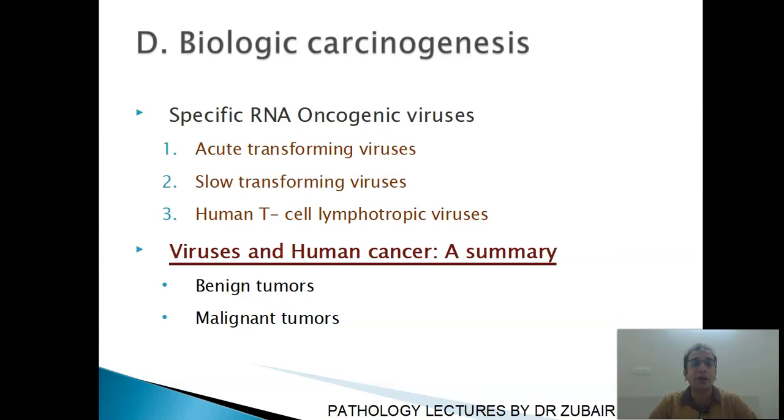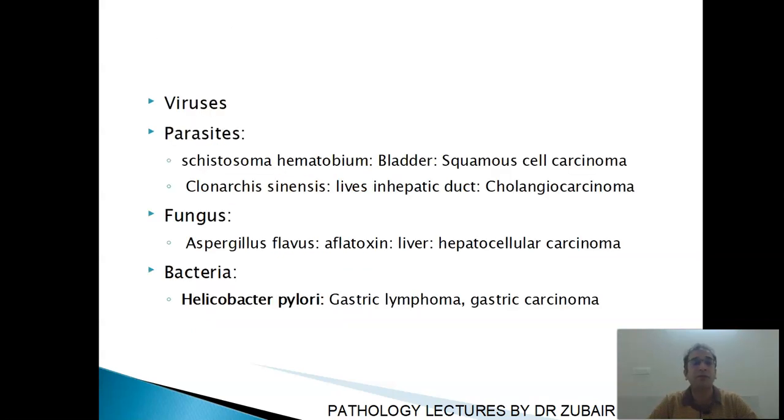So the specific RNA oncogenic viruses are the acute transforming viruses, the slow transforming viruses, and the human T-cell lymphotropic viruses. And so that is a summary of viruses and human cancer. So we can have some benign conditions, some malignant conditions.